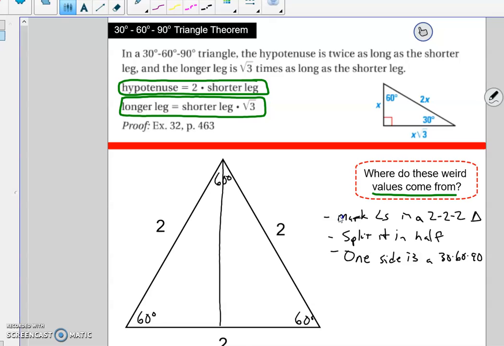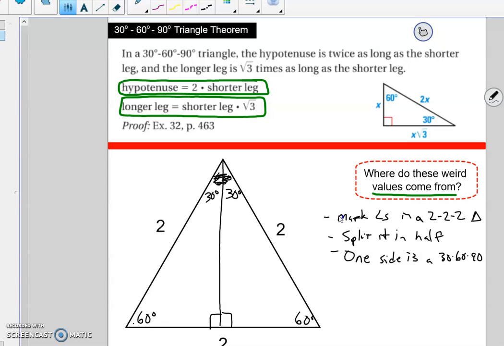Both sides are the same, but one side is now a 30, 60, 90 degree triangle, right? Because we've got 90 degrees down here, 90 degrees down here. This is already 60 over on the side. And then up at the top, half of 60 must be 30. So we'll get rid of what we had marked as 60. Since we split it, it's 30 and 30. So that's how we actually get these two different triangles.